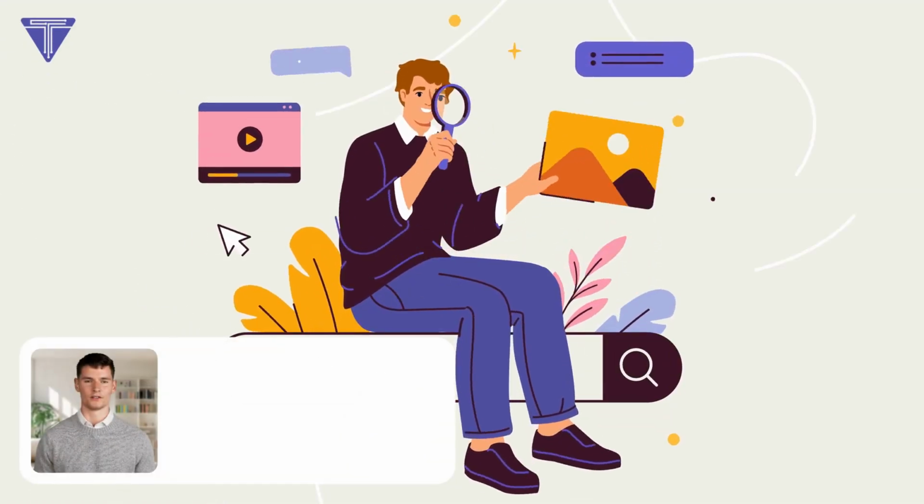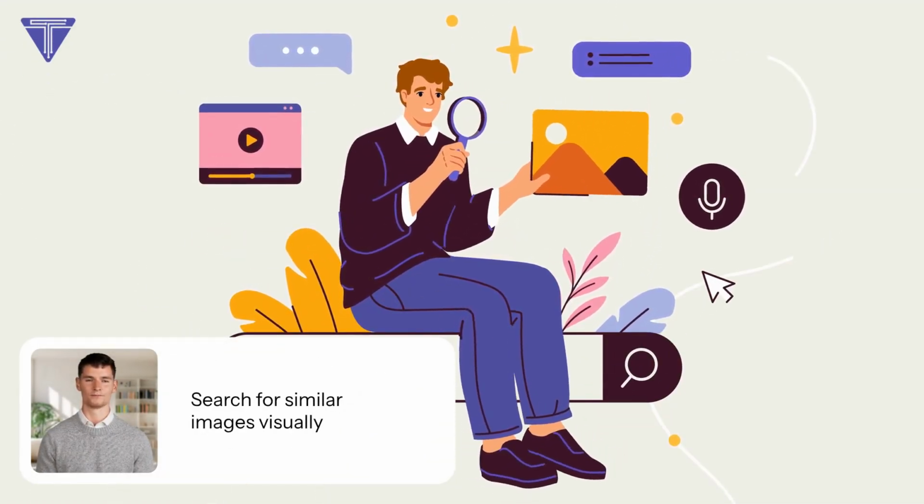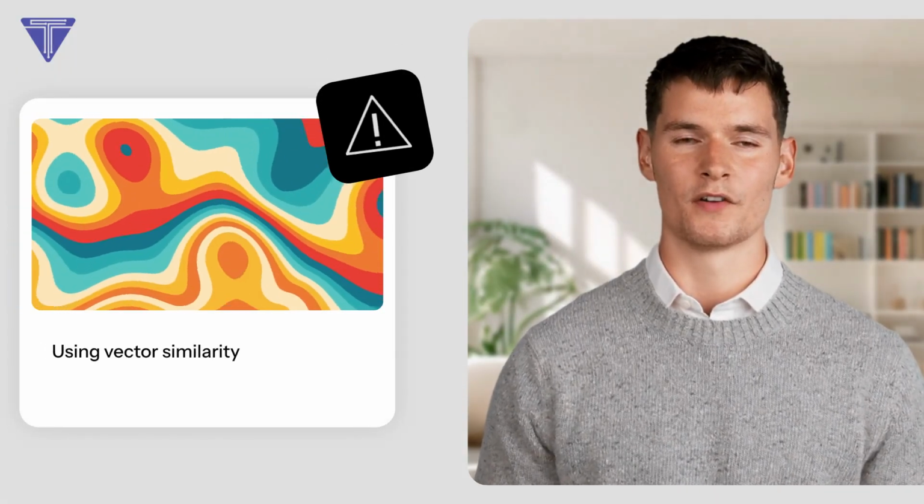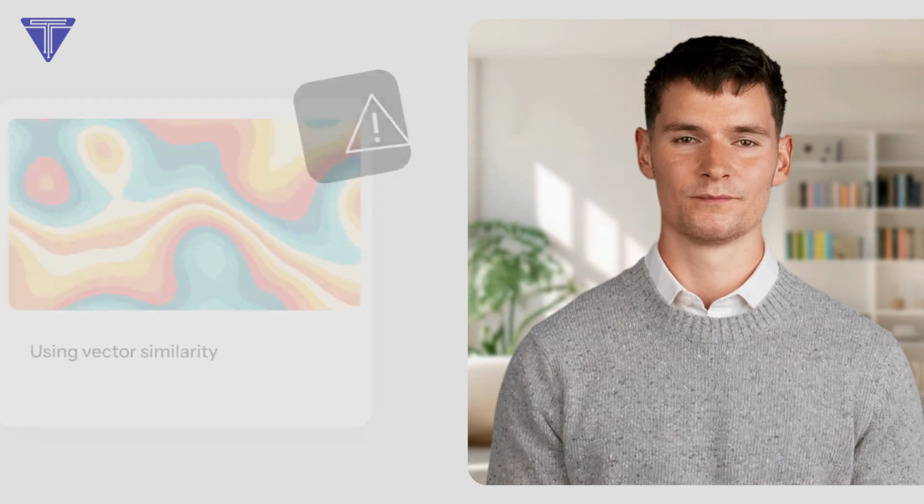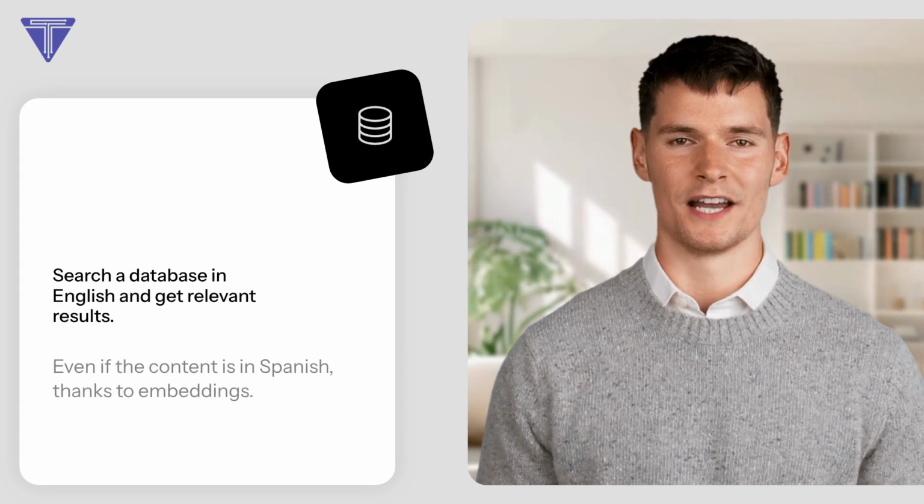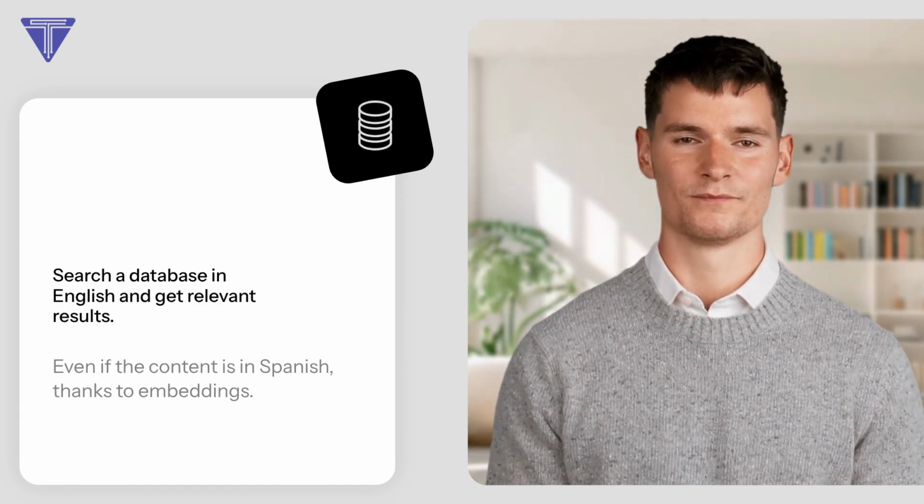Image and video search, searching for similar images based on visual content instead of file names. Fraud detection, comparing behavior patterns using vector similarity to detect anomalies. Multilingual search, search a database in English and get relevant results even if the content is in Spanish thanks to embeddings. If your app deals with AI models, vector databases will likely become part of your stack.